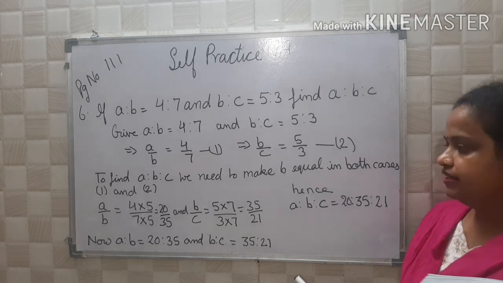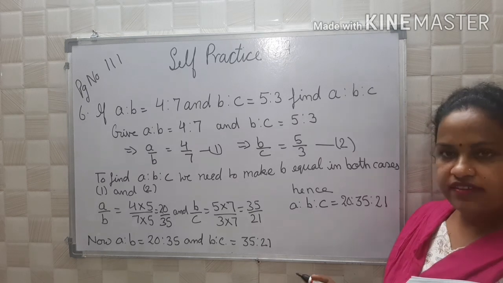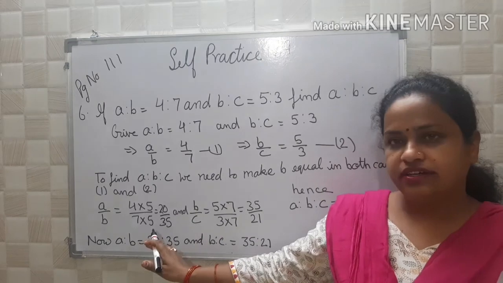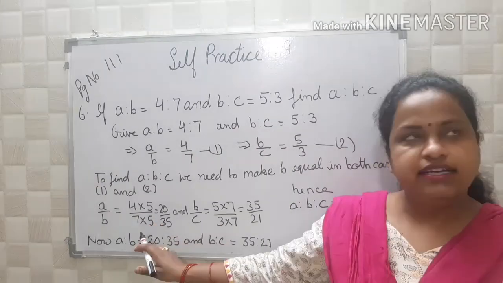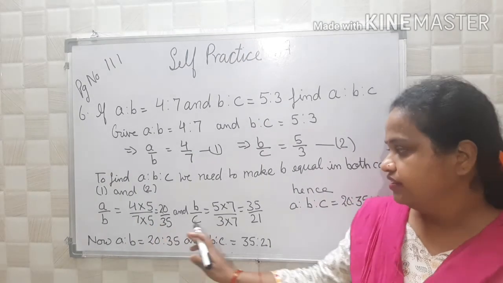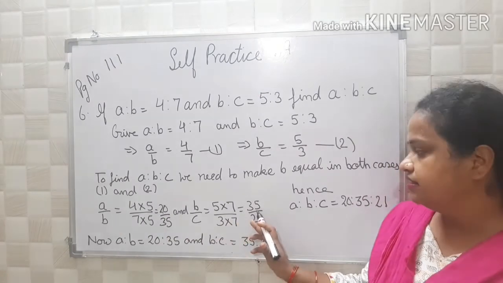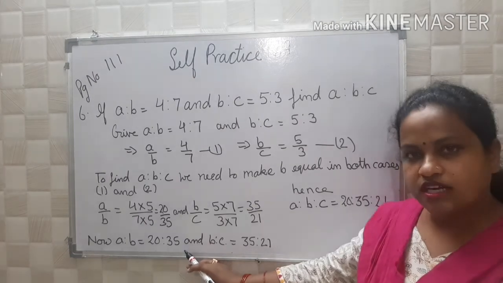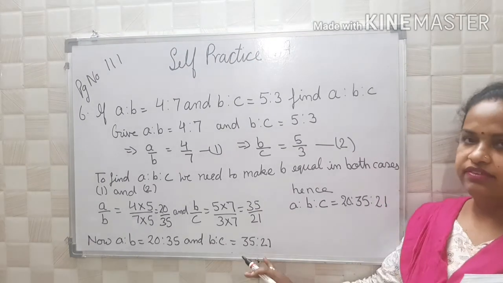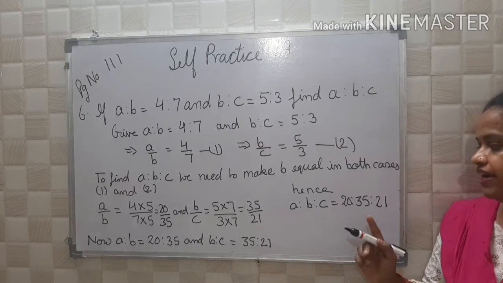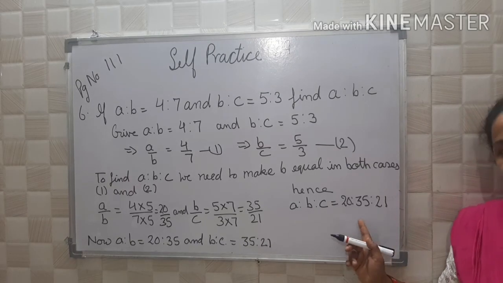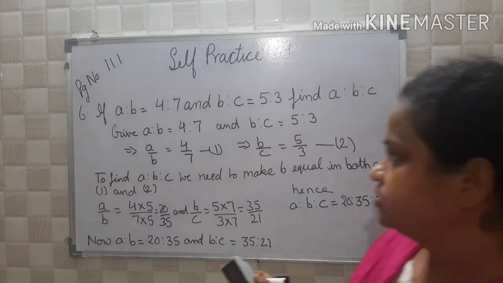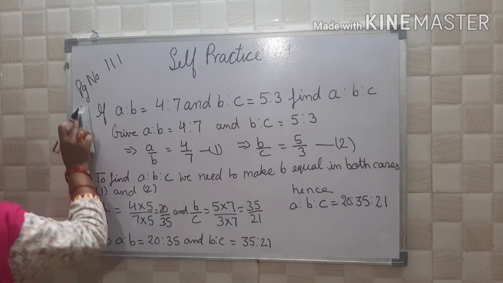Okay? Now again I will explain you. 4 5s are, like 4 into 5 and 7 into 5, means 4 5s are 20 and 7 5s are 35. The same way 5 7s are 35 and 3 7s are 21. So you will get 20 is to 35 and 35 is to 21. 35 is repeating, so you will write once only. 20 is to 35 is to 21. Correct? Now comes to see question number 7.